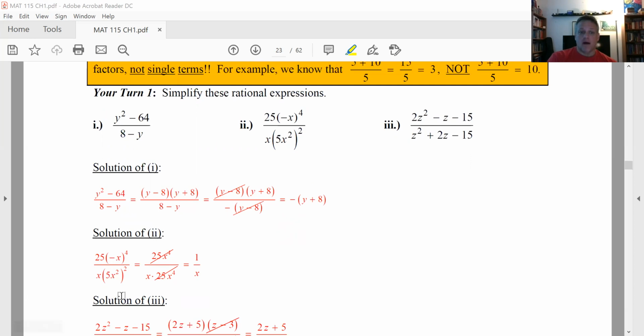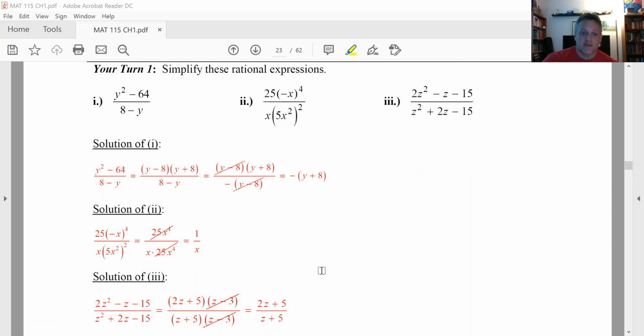And then same way for the bottom here, 5x squared, quantity squared, that means 5x squared times 5x squared. Multiply the 5s, multiply the x squareds to get 25x to the 4th. The minute you do that, those two big chunks at the top and bottom cancel, leaving you with 1 over x.